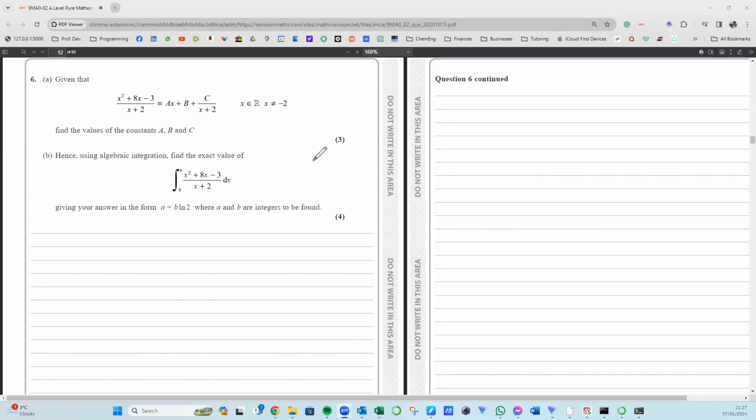Okay, so this is going to be question 6 of the A-Level Pure Mathematics 2 October 2020 paper. So you can see here we've got an integration question. Given that this is equal to this here, some other form of the equation, we need to find the constants A, B, and C.